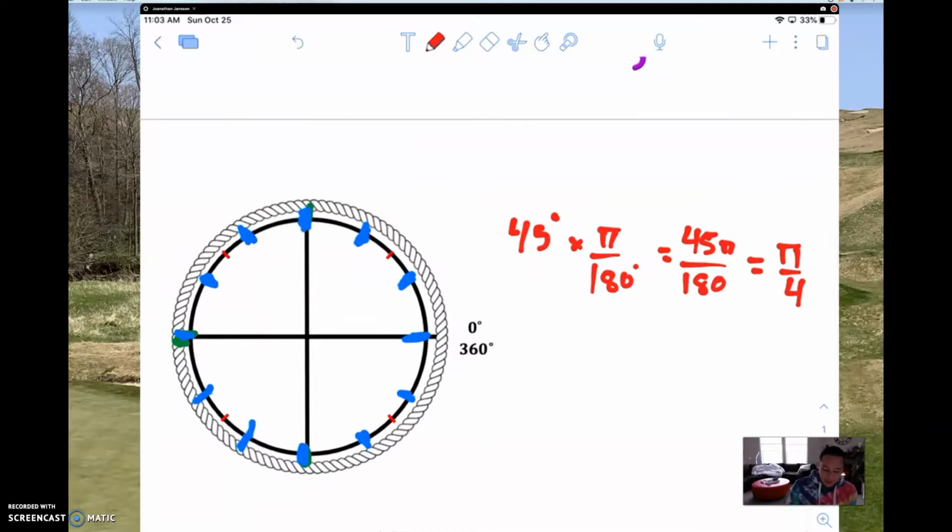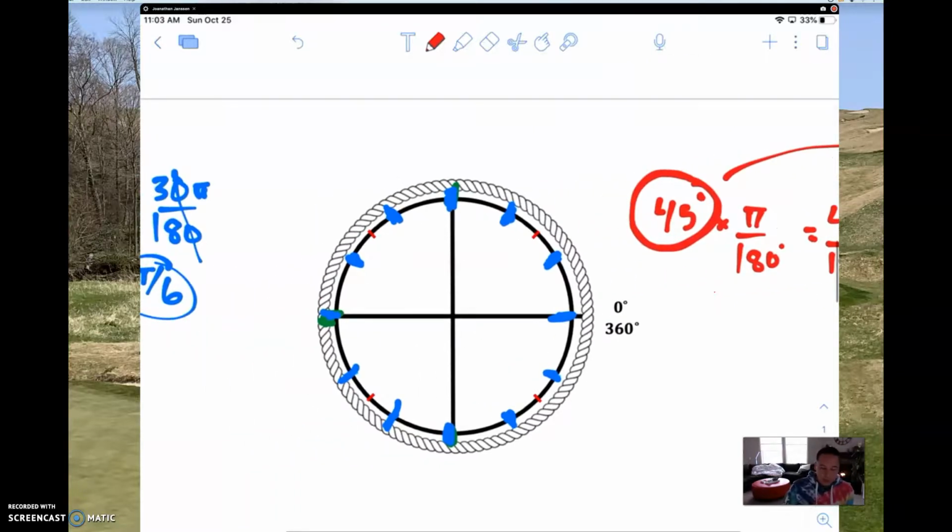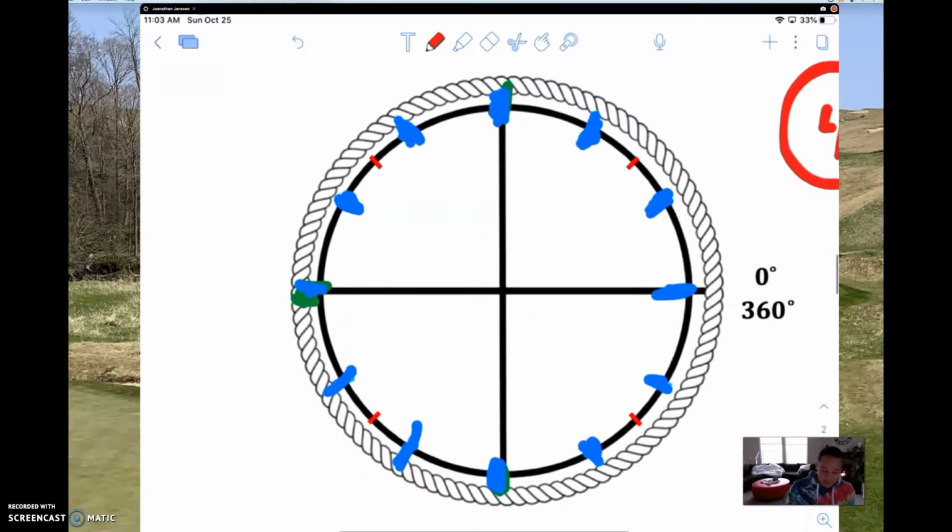So what that shows us is every time you have 45 degrees, it's equivalent to pi over 4 radians. So we're going to go back and look at this circle where we have every 45 degrees. I'll put them in red here. That's 1 pi over 4. This is 2 pi over 4. This is 3 pi over 4. 4 pi over 4, 5 pi over 4, 6 pi over 4, 7 pi over 4, and 8 pi over 4.